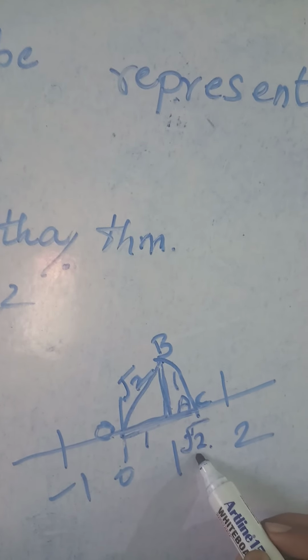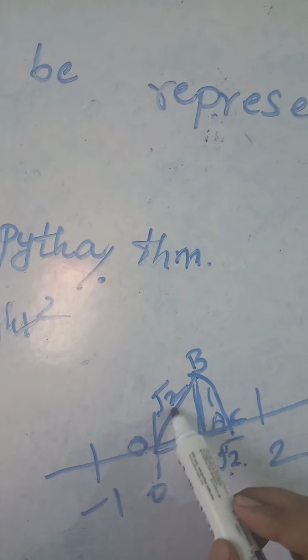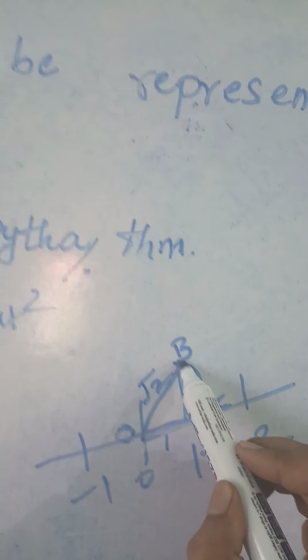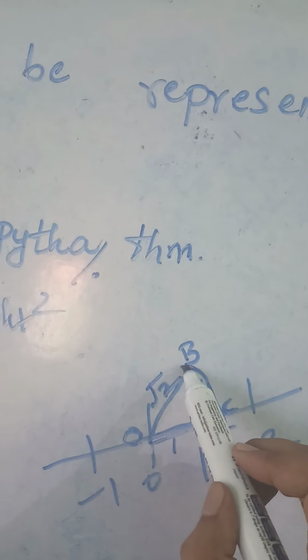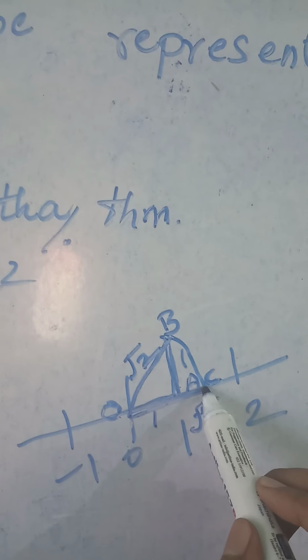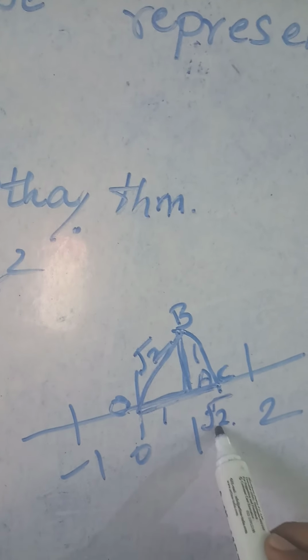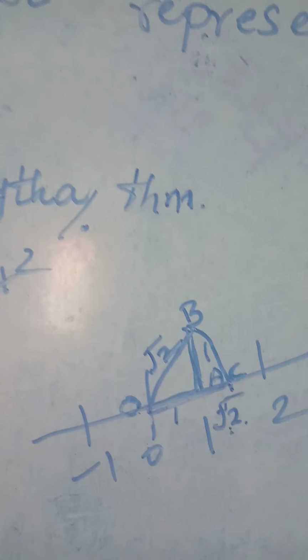Why is it root 2, children? Because from here to here it is root 2. I am keeping my pencil tip here. So this value on the number line also will be the same. So it is also root 2 from point O.